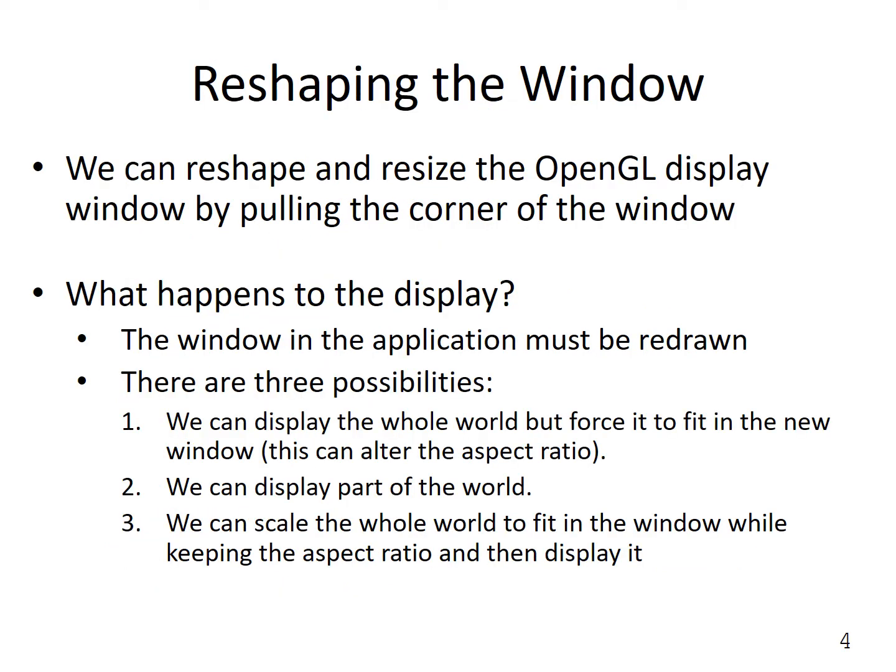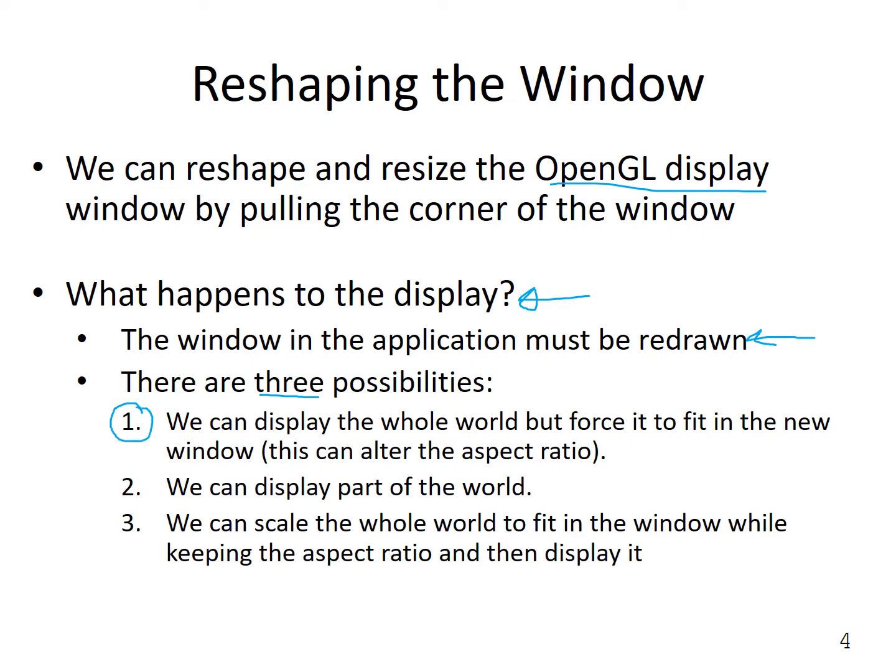We can reshape and resize the OpenGL display window by pulling the corner of the window. What happens when we perform this action? What happens to the display? The window in the application must be redrawn. There are 3 possibilities when we perform this action.